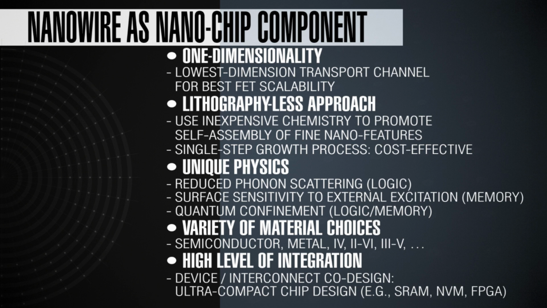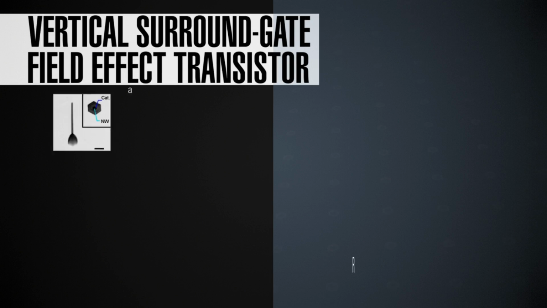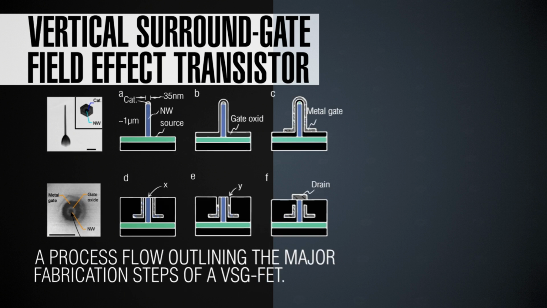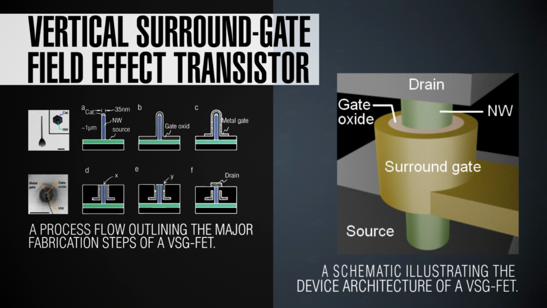So a high level of integration is also possible. It is somewhat easier to integrate these nanowires because of the familiarity with the materials. Of course, you need to develop new processing schemes because the structure of the nanomaterial has gone from a two-dimensional thin film to a one-dimensional nanowire. Here I show an example of a vertical surround gate field effect transistor. As you all know, transistors have historically been horizontal. You have the source on the left and the drain on the right, and then the gate in the middle.